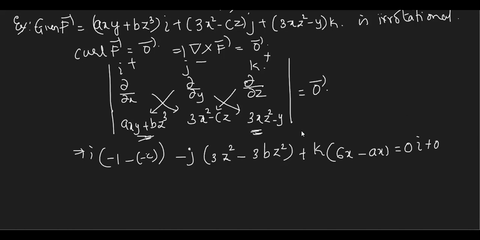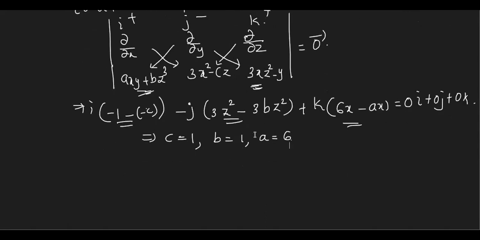So we write 0i plus 0j plus 0k. This bracket is 0, so 1 minus 1 plus c is 0, which means c equal to 1. Very good. Here you will get 3z square as common. You will get 1 minus b is 0, so b is 1. I'm writing little direct steps. This equal to 0 means a equal to 6. Okay, done.